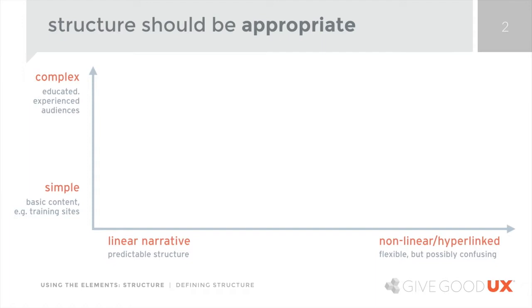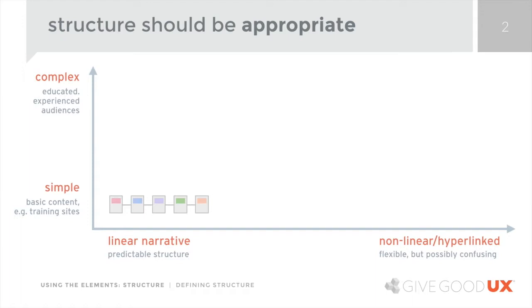So linear structures like this that proceed in a very orderly, logical pattern are for instances where your content is very simple and your narrative needs to be predictable. Again, you're going to teach somebody how to do something. Step 1, step 2, step 3, step 4. So linear narratives are appropriate in those kinds of situations.